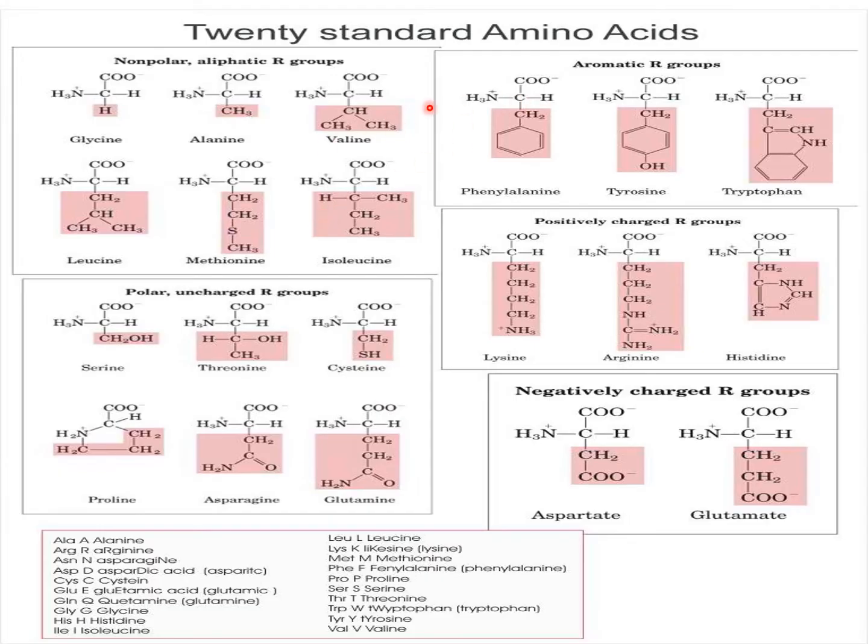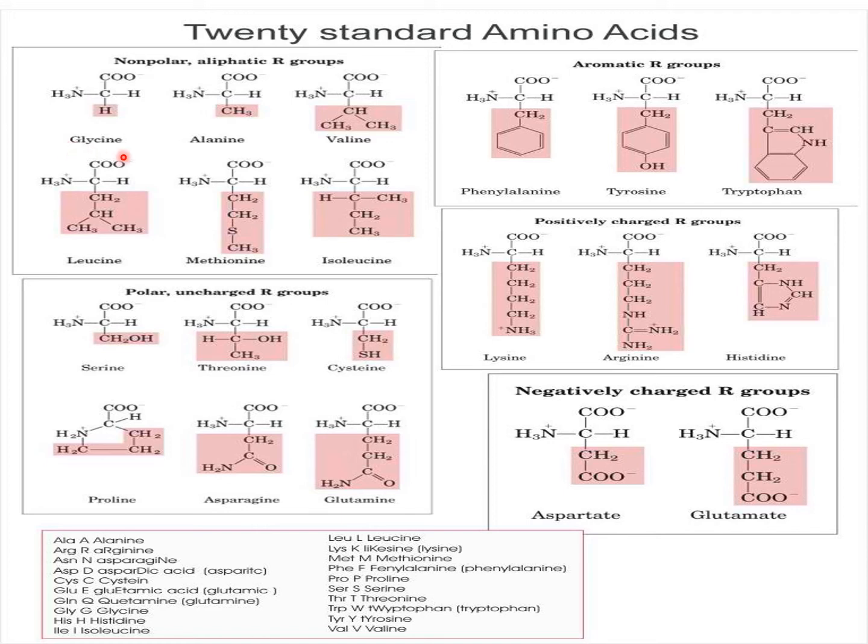So these are the 20 standard amino acids. You can also have here the complete name as well as the abbreviations of the 20 standard amino acids. Kindly please do remember the 3-letter abbreviation as well as the 1-letter abbreviation of the 20 standard amino acids, because for sure they will come out in the examination.